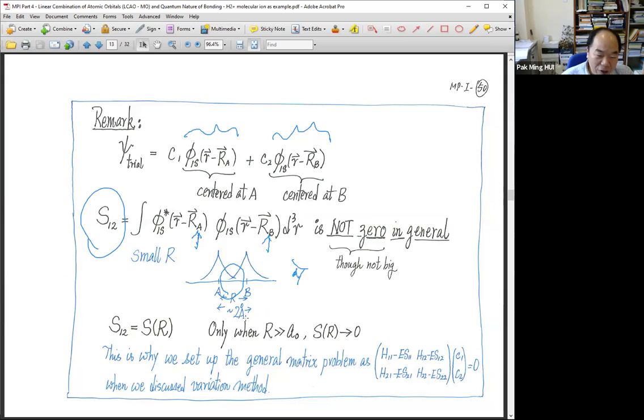Okay? So very often, when you are in a hurry, you don't want to calculate this thing, approximate it to zero, it is okay. But you must realize that it is an approximation rather than a formal requirement. It's not. 1s left, 1s right, depending on the extent they overlap, that will determine this integral, okay? This integral goes into the matrix element here, okay? This is just a remark.